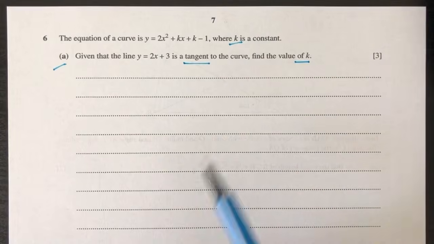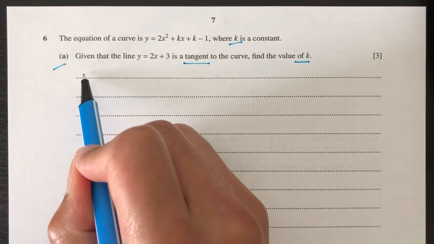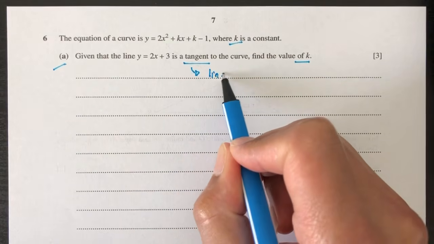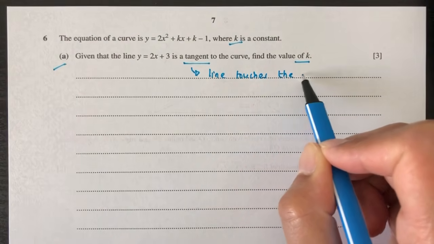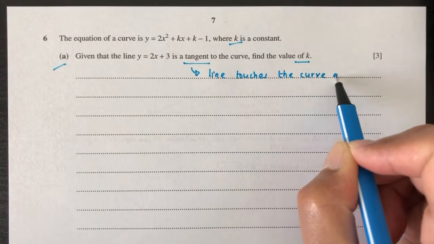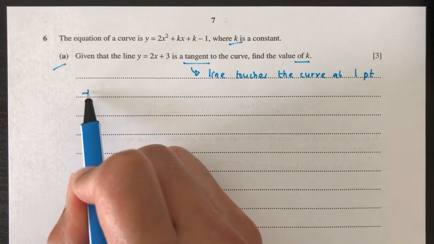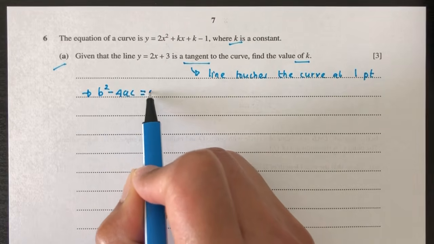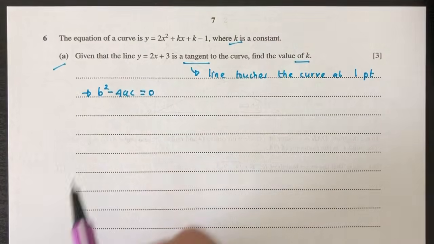So you have to understand what a tangent means in this question. It means this line touches the curve at one point exactly. So what does this mean? It means that we have to use b squared minus 4ac equal to 0. That's what it means. So now the first step is to solve simultaneously.